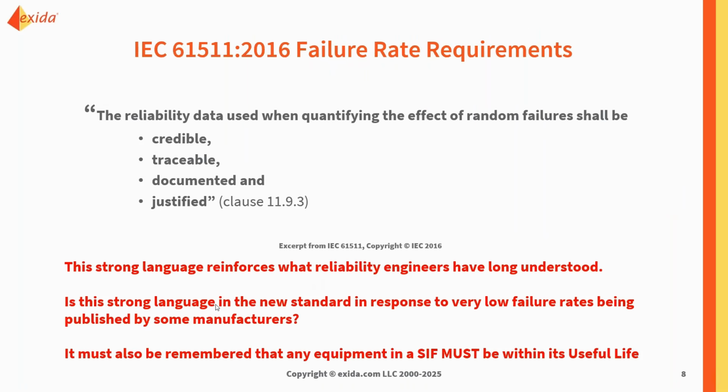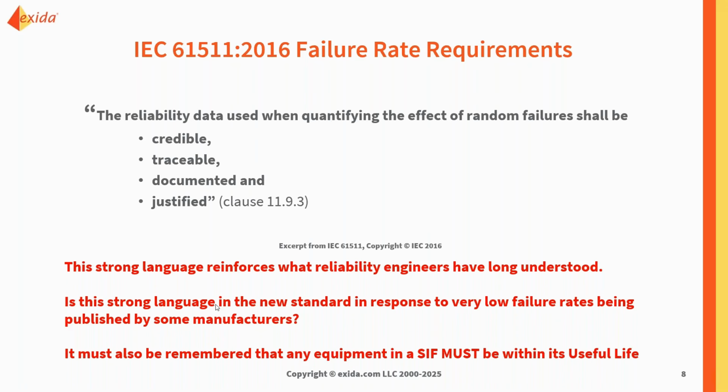The other thing to bear in mind is when we're doing calculations, we need to use failure rates that are credible, traceable, documented, and justified. The 2016 edition of 1511 has this clause 11.9.3 included. And this just reinforces what reliability engineers have long understood, which is that we need credible failure rate data. Part of the problem, and maybe part of the reason why this was put in 2016, is that some manufacturers were publishing failure rates which were not credible.